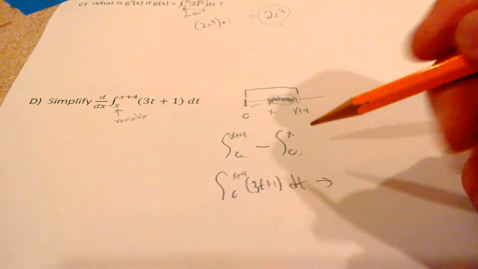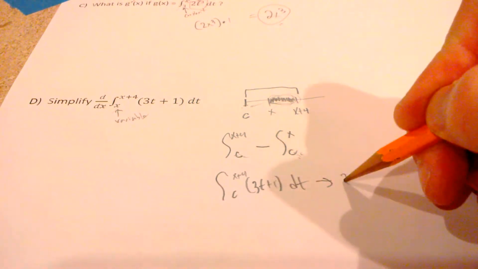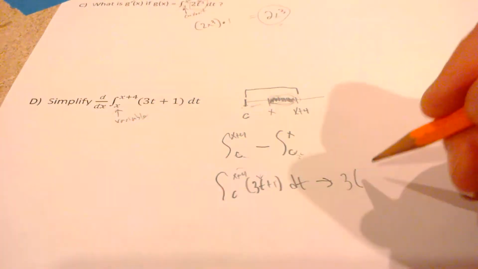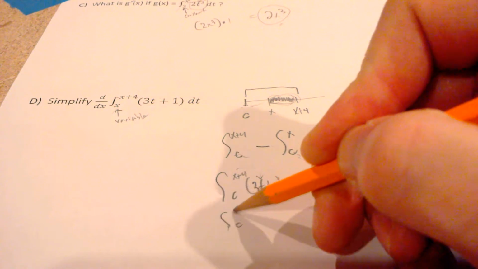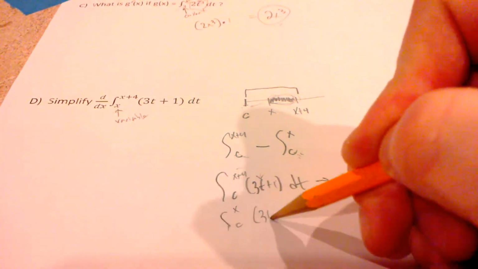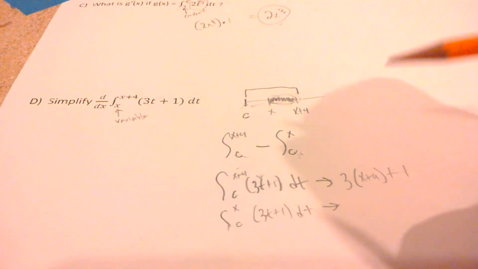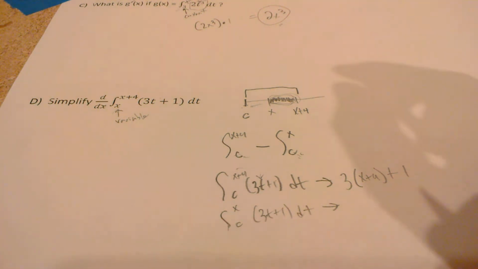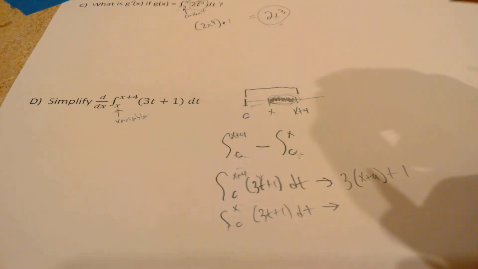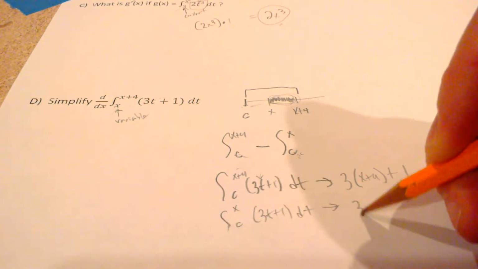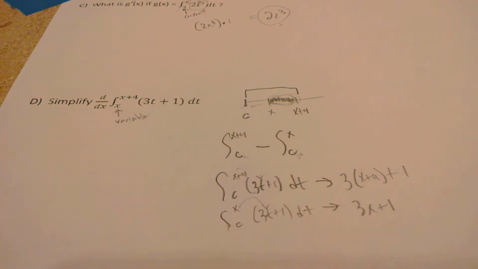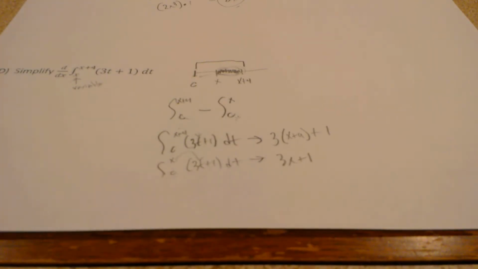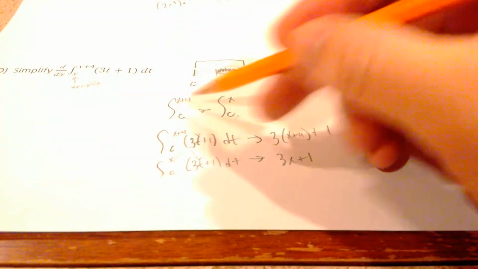That's going to become, instead of 3t plus 1, 3 quantity upper limit, which is x plus 4, plus 1. The second integral is going to go from c to x. Differentiating that integral is going to give me not 3t plus 1, but 3 times the upper limit x, plus 1. Finally, I just need to subtract the two results.